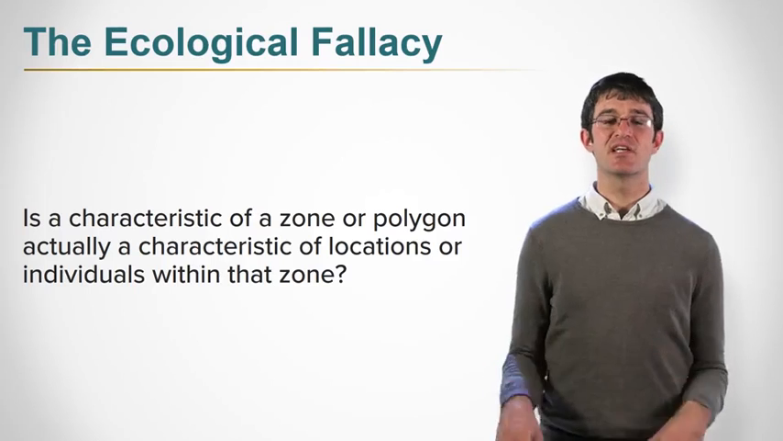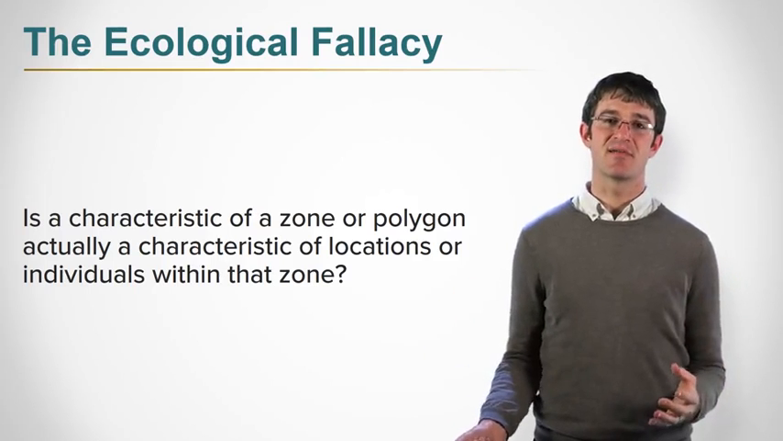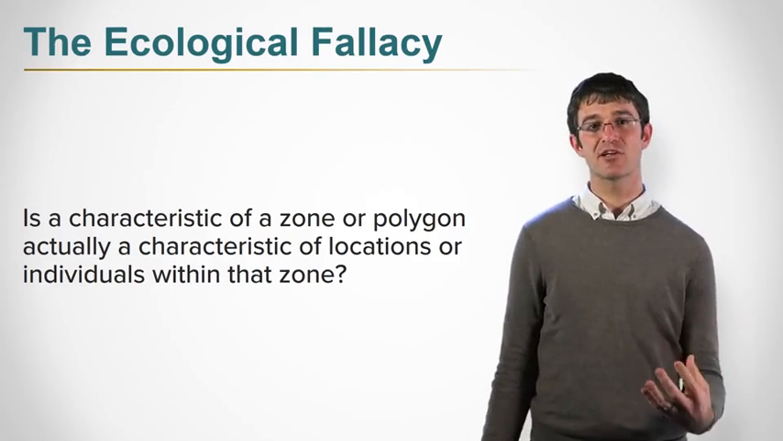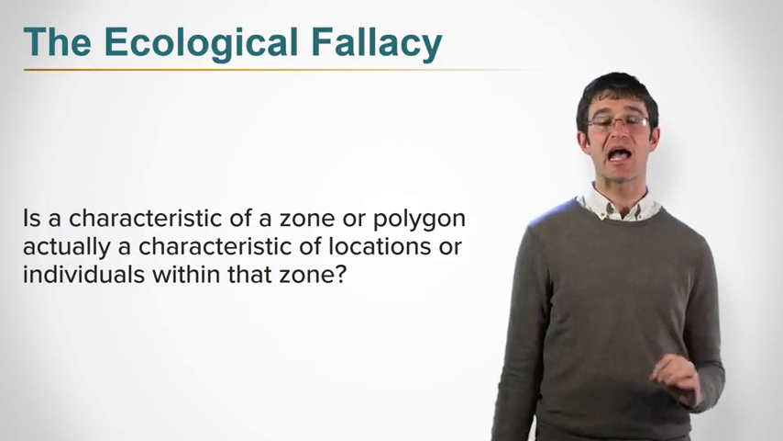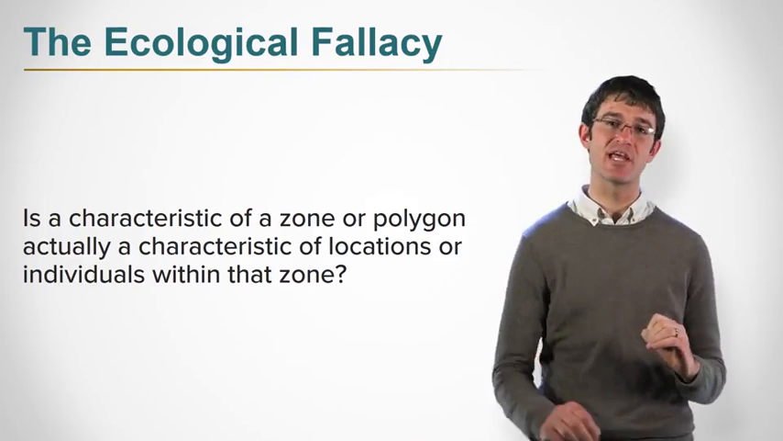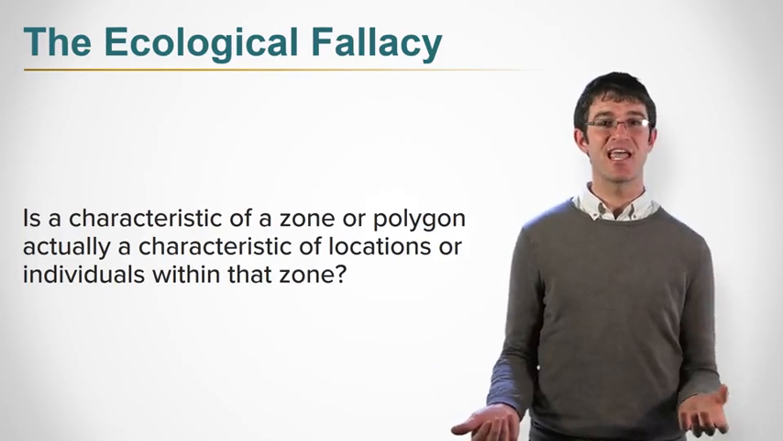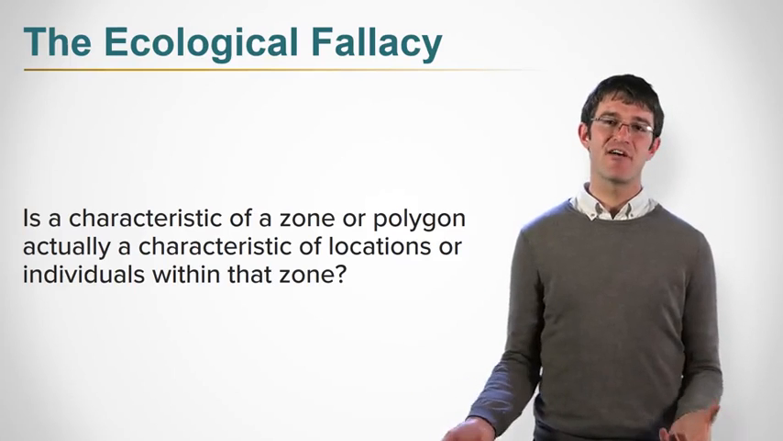One final consideration is something we call the ecological fallacy. The ecological fallacy is a logical fallacy that deals with whether a characteristic of a zone or polygon is actually a characteristic of the locations or individuals within that zone. While we treat the data as if that's the case, we know from experience that it's often not.